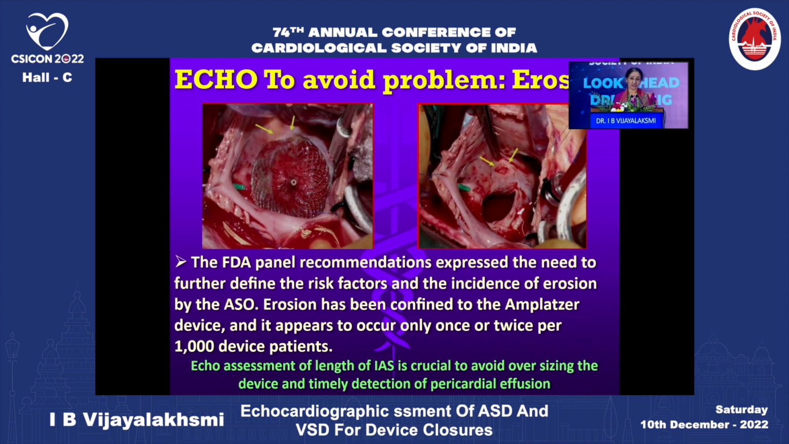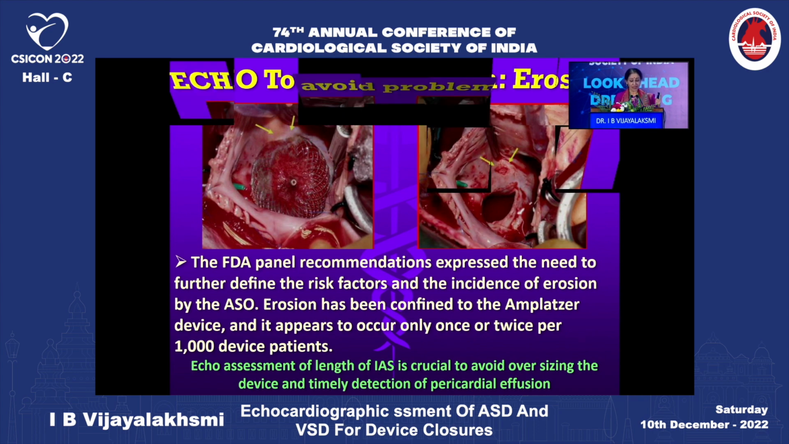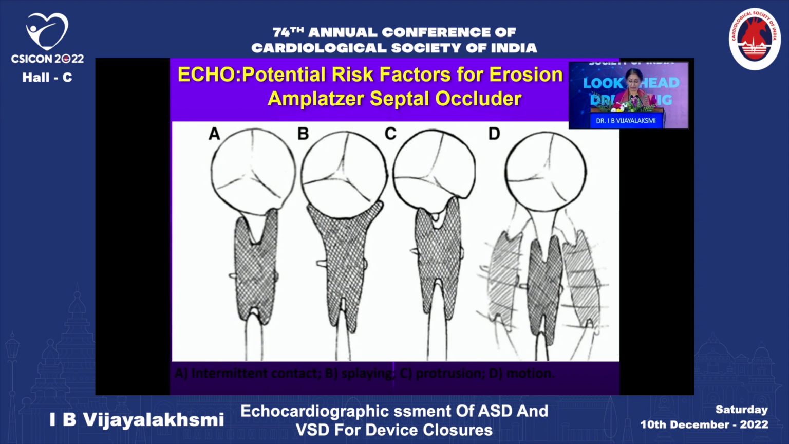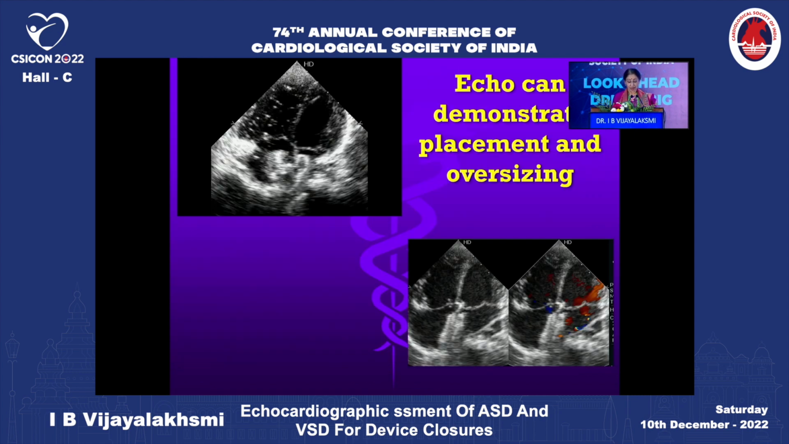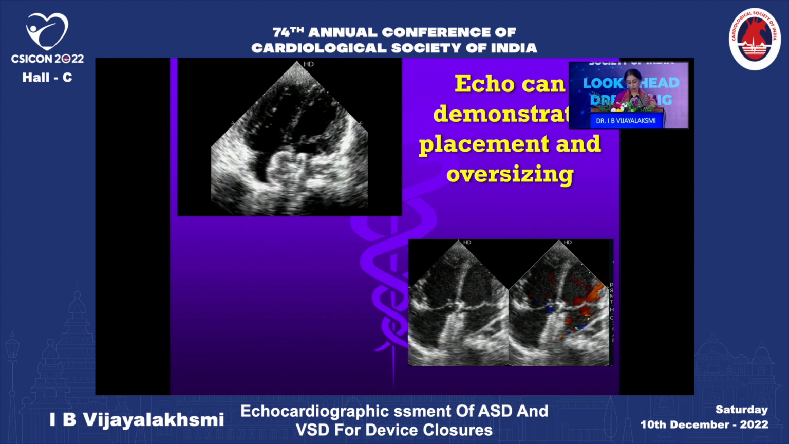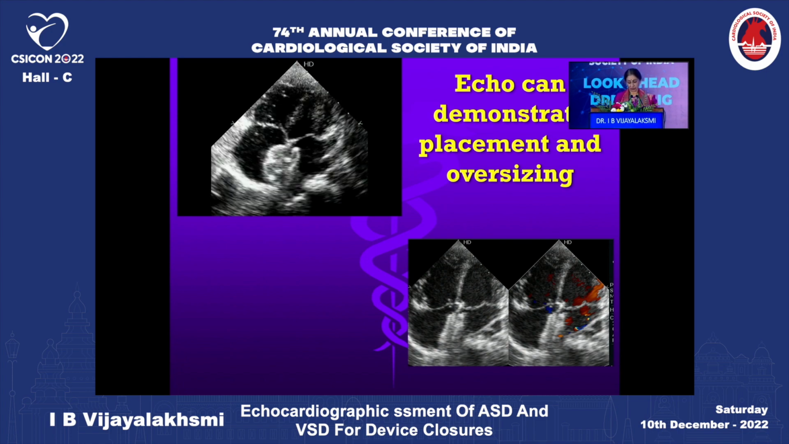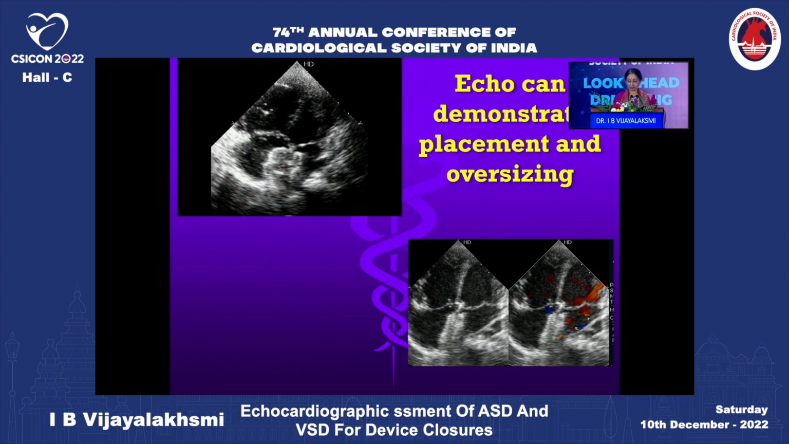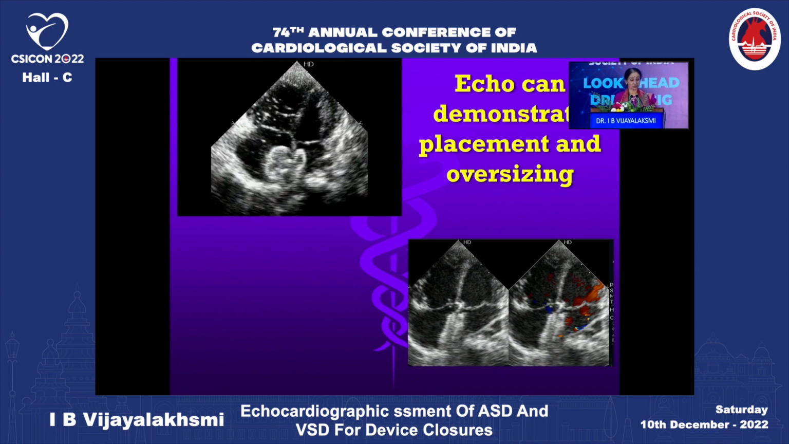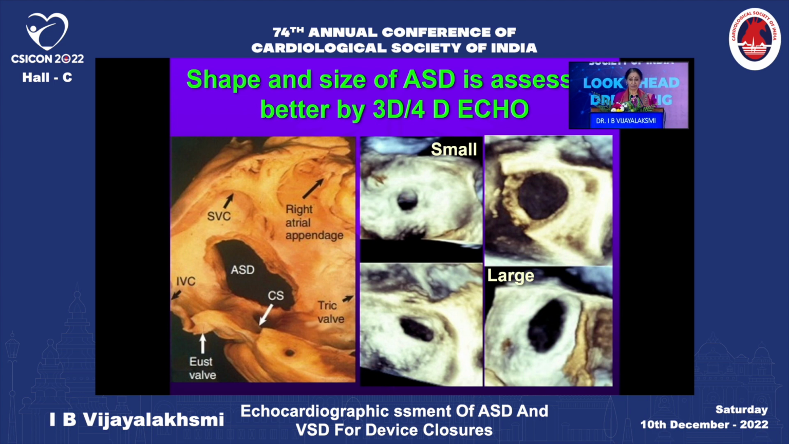And whenever they oversize, they end up with erosion. I have done thousands of cases. Not a single case has ever developed erosion. This happens when your measurements are not all right. And sometimes, as I told you, the strength of the rim cannot be made out. As a result, the device can be wobbling at times, and sometimes it can be poking into the aortic valve and then erosion. So echo can demonstrate the placement of the device as well as whether it is oversized or undersized. But today the 4D echo is very excellent.